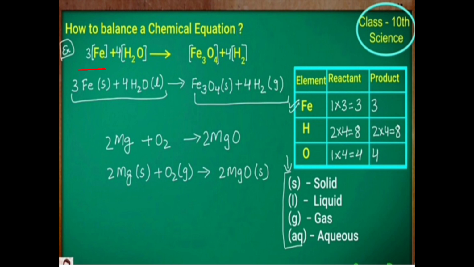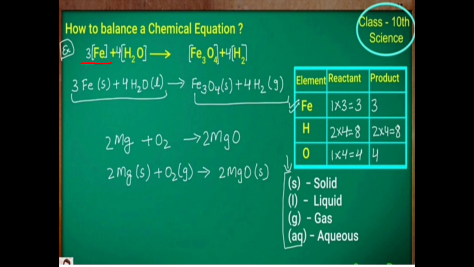Now, both the iron molecules on both the sides are equal, 3 on the reactant side and 3 on the product side. Now hydrogen is already equal on both the sides, 2 hydrogen on reactant and 2 on product side. Oxygen, now here on the product side there are 4 molecules of oxygen, and on the reactant side there is only 1 molecule of oxygen. So what will we do? We will multiply it by 4. On the reactant side we will put 4 molecules of oxygen.